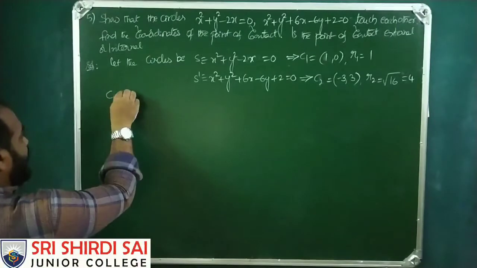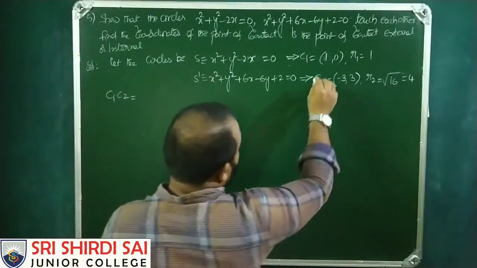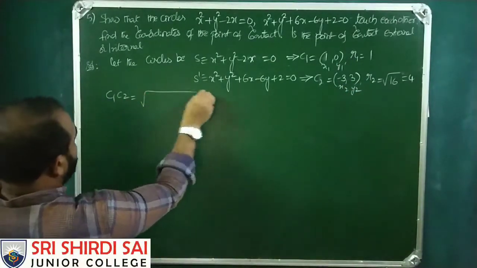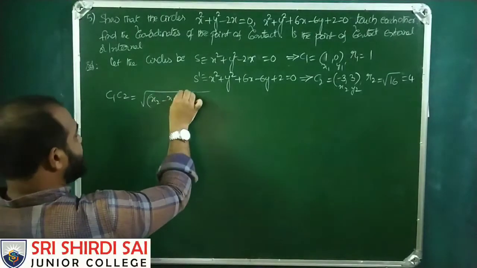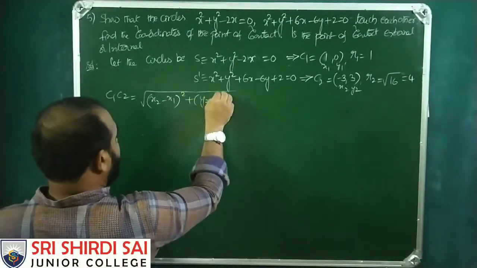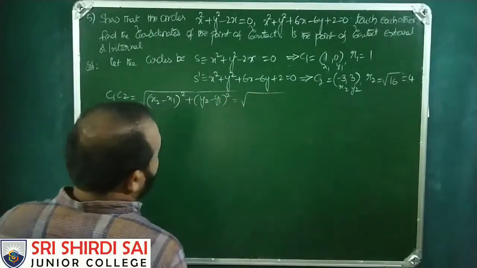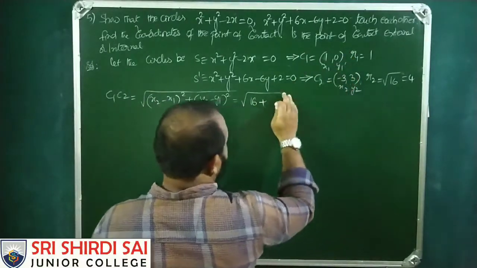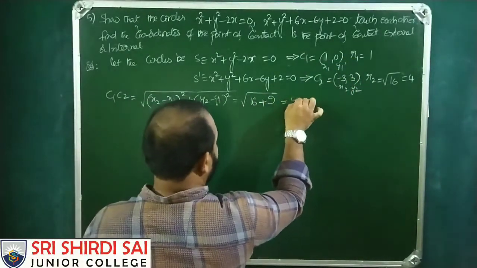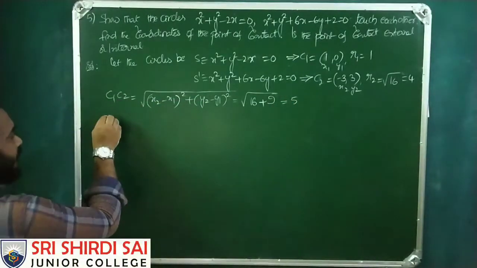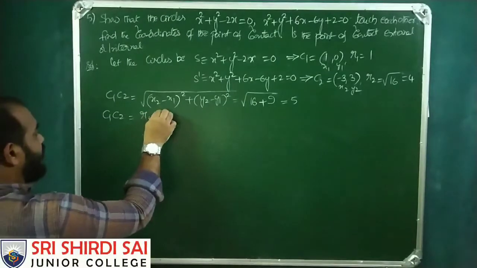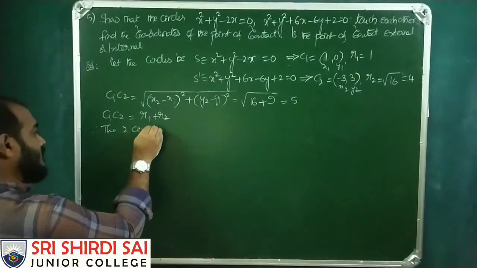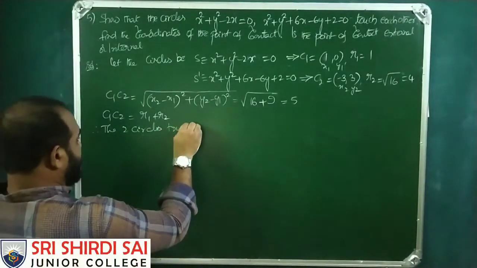Now C1C2, this is (x1, y1) and this is (x2, y2): square root of (x2 minus x1) whole square plus (y2 minus y1) whole square, that is equal to (minus 3 minus 1, which is minus 4) whole square, 16, plus (3 minus 0) whole square, 3 square, 9. Root 25, which is 5. So clearly we can see C1C2 is equal to R1 plus R2. Therefore the two circles touch each other.